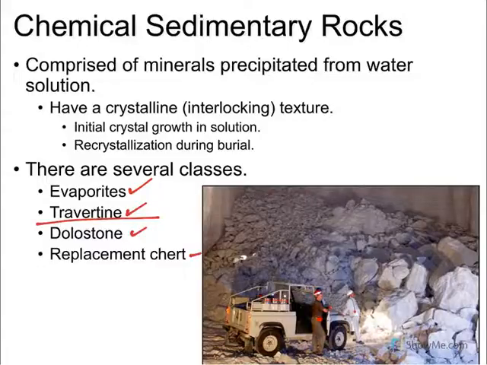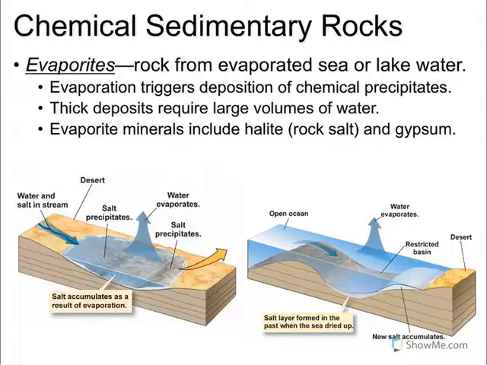I love this picture because this is a huge salt mine. Salt forms from evaporation, right, as water evaporates away. So we can get lots and lots of salt left behind, which is very common in Louisiana. So definitely a good thing to know there. So our first type, like I said, is evaporites, and that forms just as the word suggests, from evaporation.